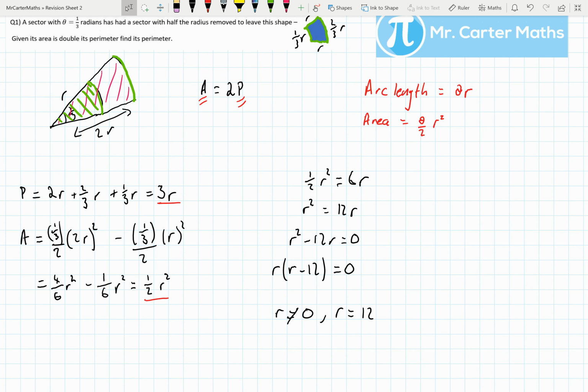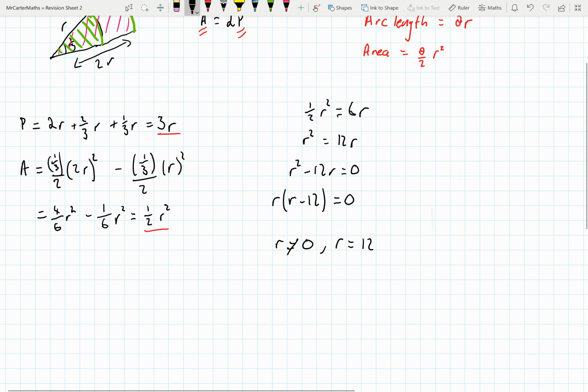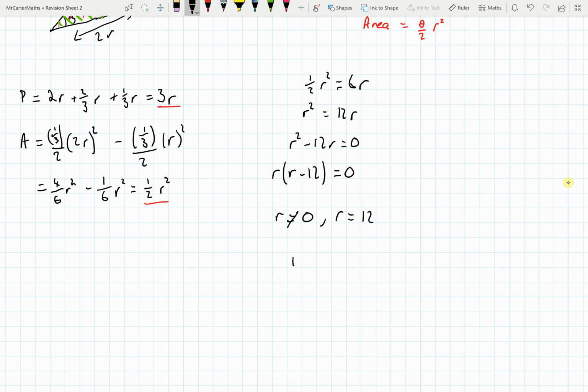Given its area to double its perimeter, find its perimeter. So I'm looking for the perimeter of this blue shape. Well, we found that earlier. That's 3r. So P is equal to 3r, which is 3 times 12, which is obviously 36.